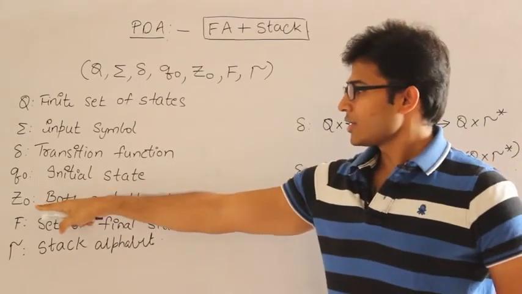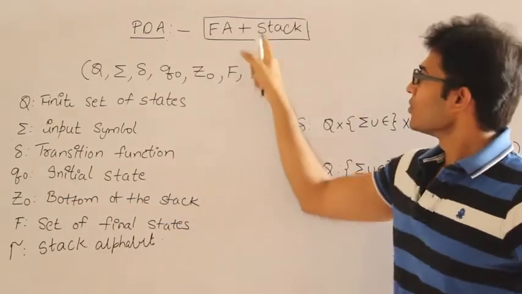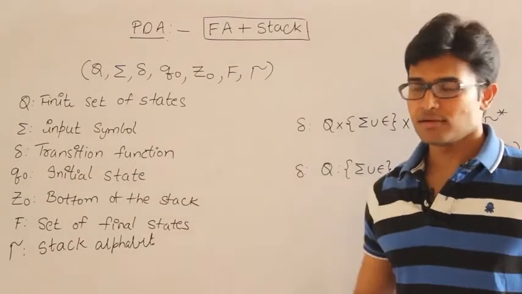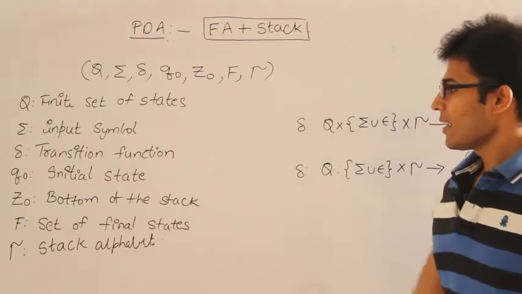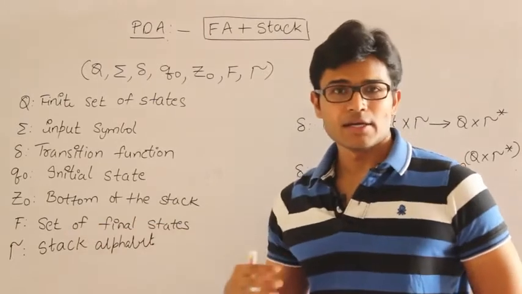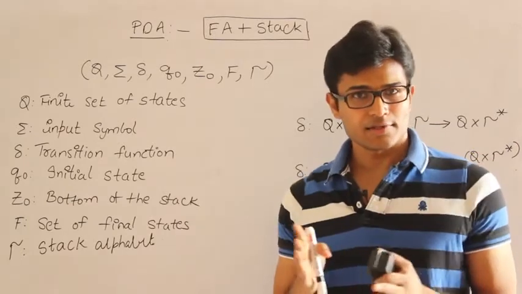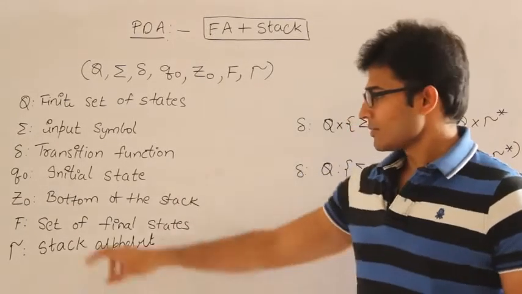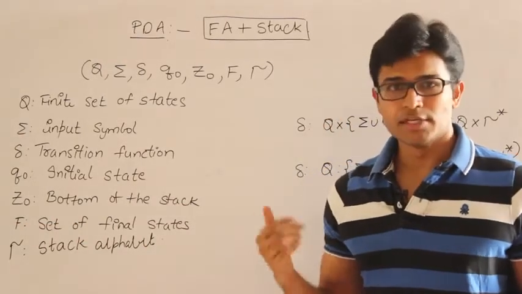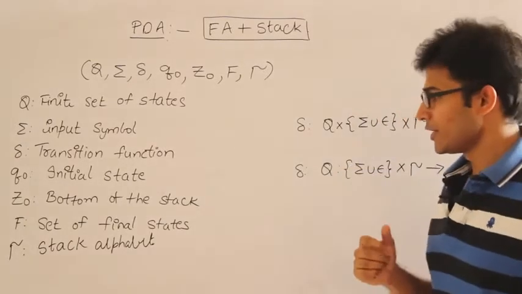Now Z naught is a special symbol used to mark the bottom of the stack. Whenever we start, we want to mark the bottom of the stack inside the stack, so we are going to use Z naught. And capital F is the set of final states, which we might use to find out whether a string is accepted by the push-down automata or not. Sometimes this set of final states could even be empty, which means that without a final state we could also accept some of these strings. I'll show you how later.